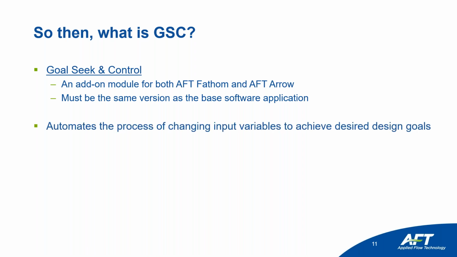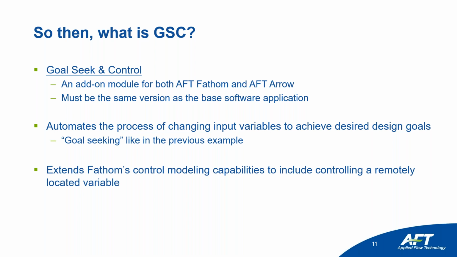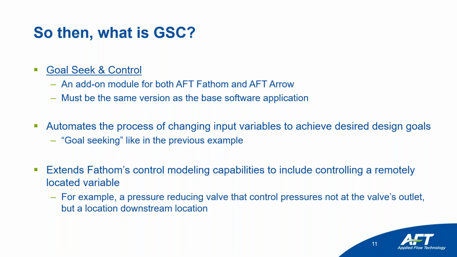It automates the process of changing input variables to achieve desired design goals. So it automates it. What we were doing earlier was doing manual iterations, right? Goal seeking, like in the previous example, and it extends Fathom's control modeling capabilities to include controlling a remotely located variable. That's kind of a mouthful, but essentially, it allows you to control parameters that are not able to be directly controlled by control valves, things like that, especially when they're in remote locations, like way downstream.